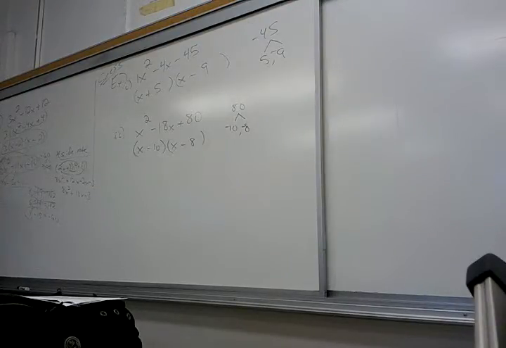Right? Because now I just say what comes out of those two? 2x. 2x left with x plus 2. Minus what comes out of those? 5. 3x plus 2. 3x plus 2.